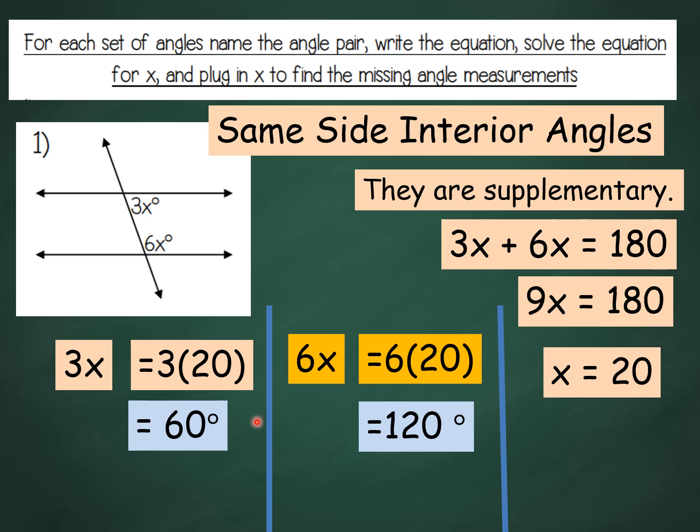Sa madaling sabi, 60 degrees is the supplement angle of 120 degrees. Ayan po, kung i-total yung dalawa, ang total ay 180. So, yan po yung same side interior angles.